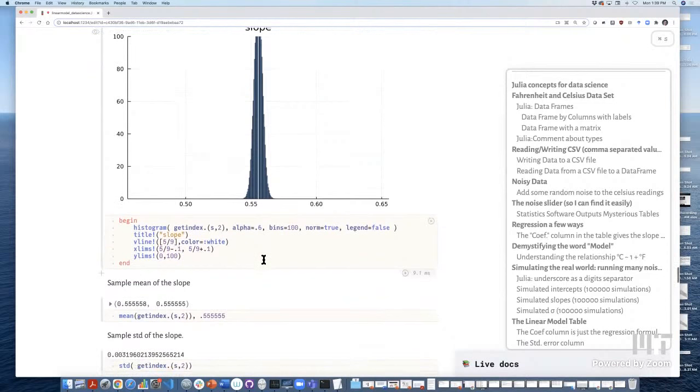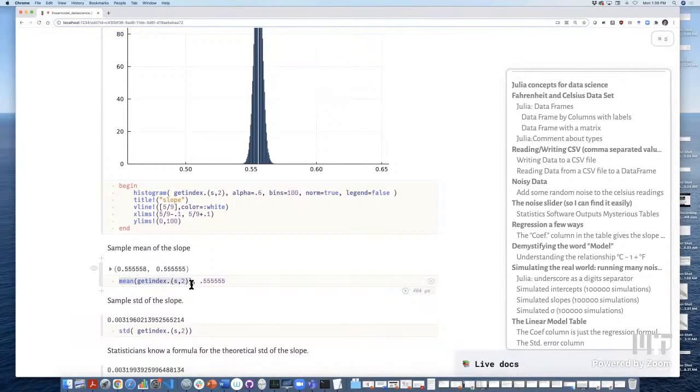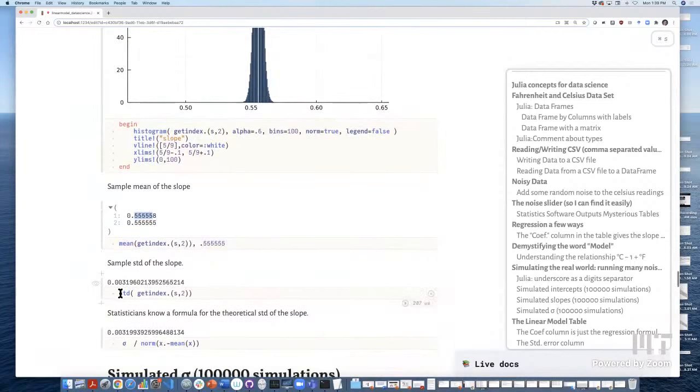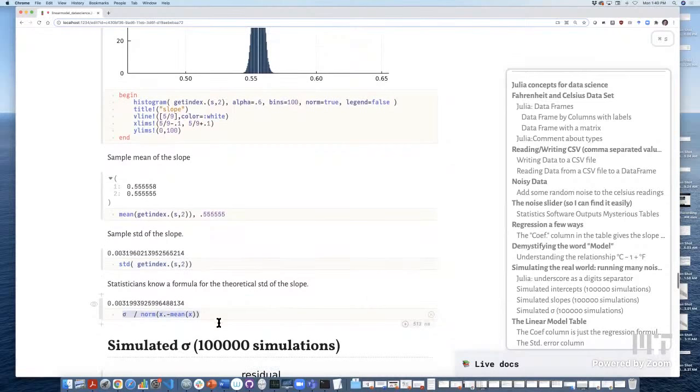And so the sample mean, we could take a look at it. The mean that we got, so the true slope is 5/9, or 0.5555 like that. And look at as many decimal places for the slope, right? We get a lot of decimal places for the sample mean when we ran the experiment 100,000 times. Okay, and again, the standard deviation is a formula we know. Here's the standard, and here is the true theoretical answer since I know the exact sigma. And you could see that even this is giving you like three places.